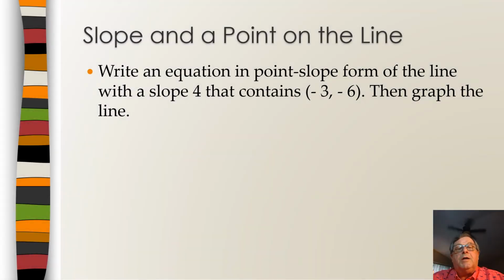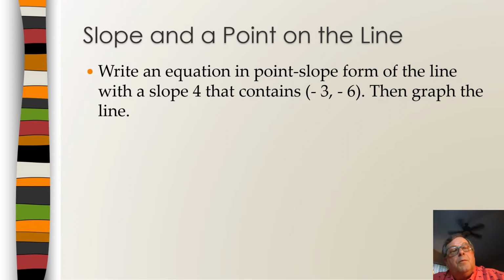We're still writing equations of lines, and now we're going to be looking at slope and a point on the line. Our instructions here are to write an equation in point slope form of the line that has a slope of 4 and contains the point, the ordered pair, the coordinate of -3, -6. In other words, where x is -3 and y is -6. Well, let's go about this.